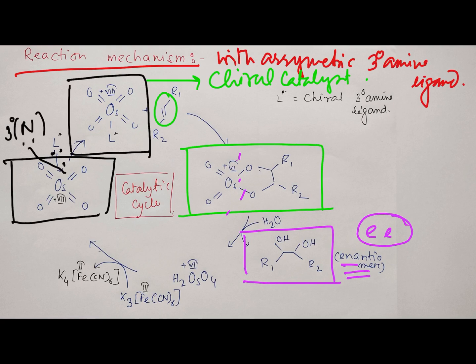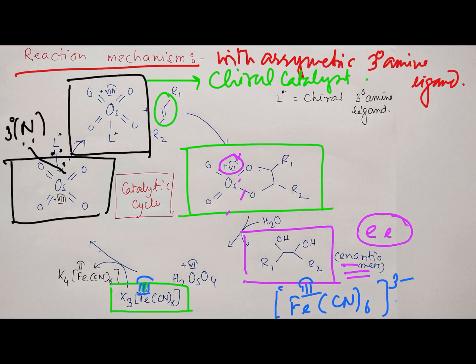Now what is the fate of this osmium? It is reduced. How can it be regenerated? This osmium could be regenerated by potassium ferricyanide. Just don't be confused about ferricyanide or ferrocyanide. I know it's confusing. It is just iron 3 or iron 2. How can you see the charge? Fe(CN)6 3 minus, meaning iron's oxidation state is +3.